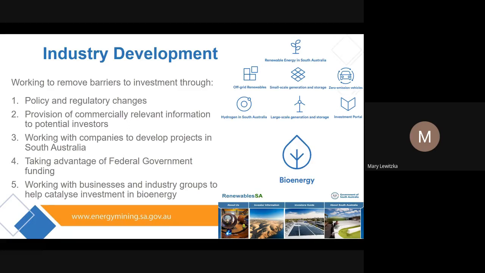We work with companies to develop projects in South Australia, including funding programs, Crown sponsorship, and matchmaking technology providers, consultants, and business and industry, leveraging federal government funding, grants, and loans, providing contacts and introductions, and working with business and industry groups to help catalyse investment in bioenergy. So we've been doing some forums and industry engagement, providing investor information and things like that.